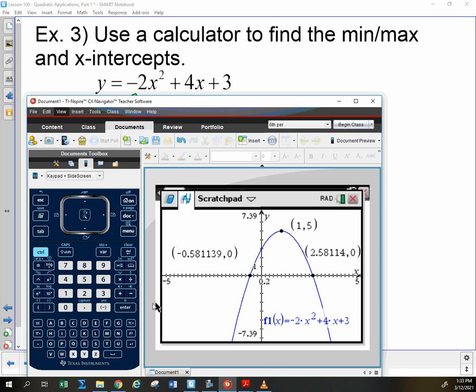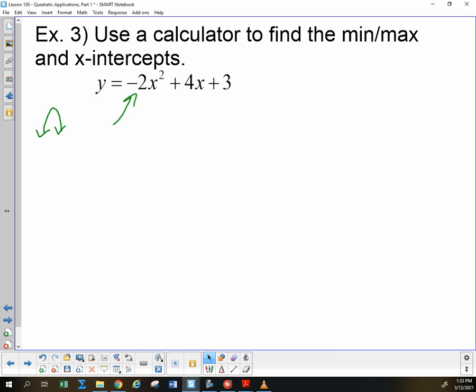Now I can write things down from that information. So let's see, my vertex is going to be 1, 5. When I round this left 0, it's going to be negative 0.581 to our 3 places, and the one on the right I will round to 2.581. So let's write that down on this problem.